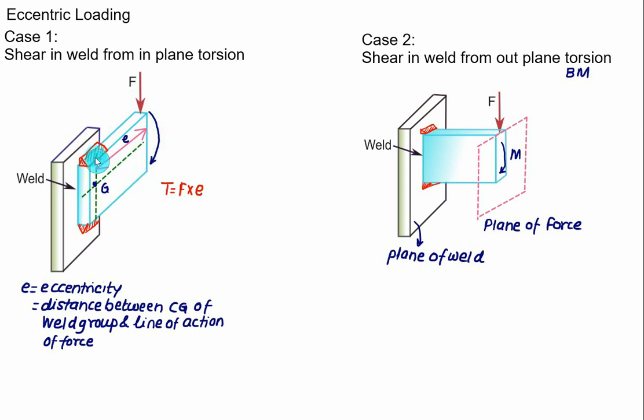See, when the weld and the force are in the same plane, the weld is subjected to one vertical force F and one torsion, that is F into E. In this case, when the weld and the force plane are different, the weld is subjected to one force F and one due to bending moment. Again this time the eccentricity will be the same here. This one is our centroid, and this perpendicular distance, which is measured along this horizontal plate, will be equal to E, and the bending moment M will be equal to F multiplied by E. So this one is subjected to bending moment and this one is subjected to torsion.